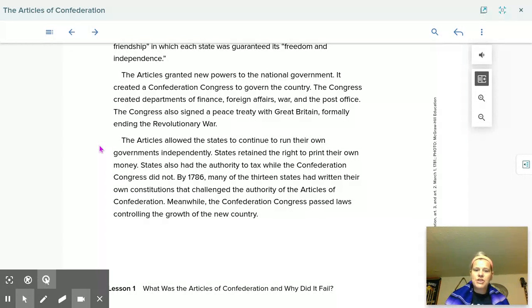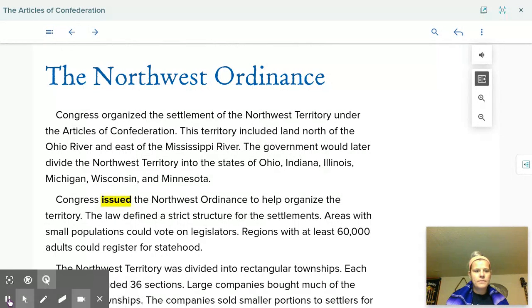Meanwhile, the Confederation Congress passed laws controlling the growth of the new country. We have the Northwest Ordinance. Congress organized the settlement of the Northwest Territory under the Articles of Confederation. This territory included land north of the Ohio River and east of the Mississippi River. The government would later divide the Northwest Territory into the states of Ohio, Indiana, Illinois, Michigan, Wisconsin, and Minnesota.